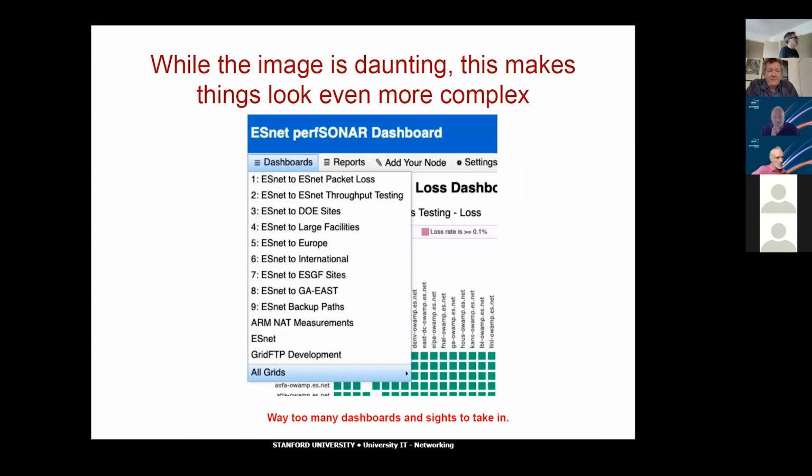And of course, it gets even worse when you look at all the different dashboards that are available off the ASNET. Many of your dashboards also have many dashboards as well. So it seems to be a daunting problem to the neophyte entering the perfSONAR space.